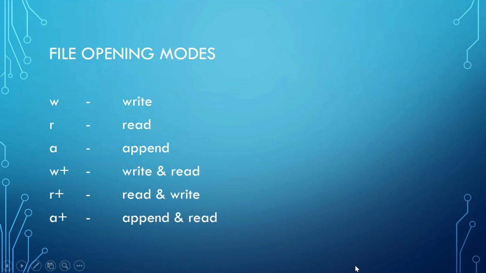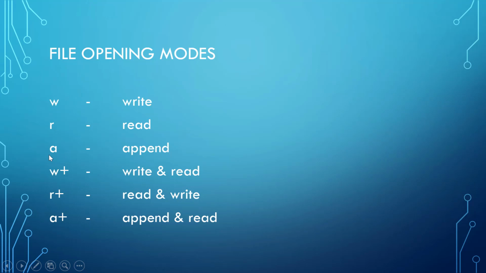Now let us see the different file opening modes available in C language. Number one, W, for writing data. W mode always opens the file from the beginning. Then R, for read. Read means the file is already there and I want to read from the beginning of the file, so we use R mode. Next mode is A, for append. Append means the file already has some data, like one line, and you want to add one more line at the end of the file. Then we go for A mode.